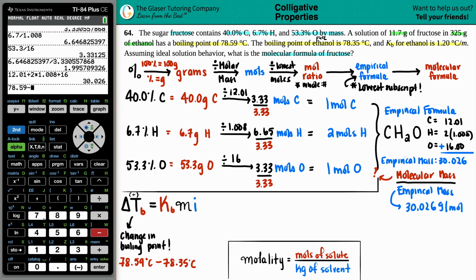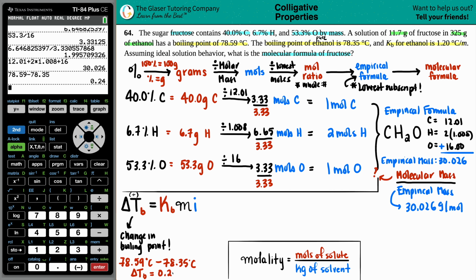78.59 minus 78.35, and I get a delta Tb of 0.24. Now I'm starting to realize that, having all of this information up here, I need to get rid of some of this stuff because I just don't have enough room. I don't think this is going to be enough room for all the math that we still have to do. So I'm just going to pause the video if you need to.